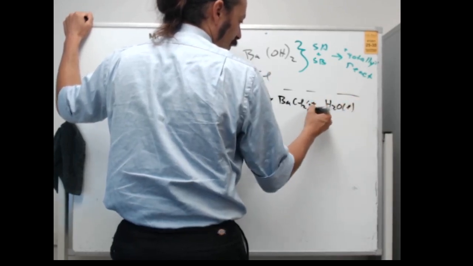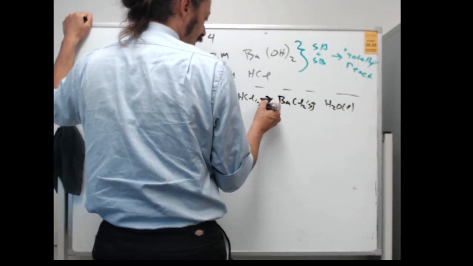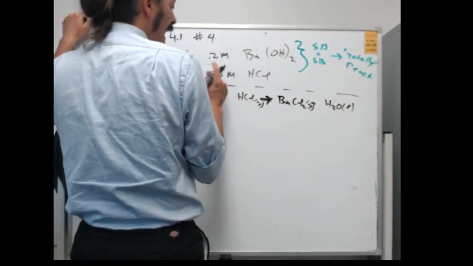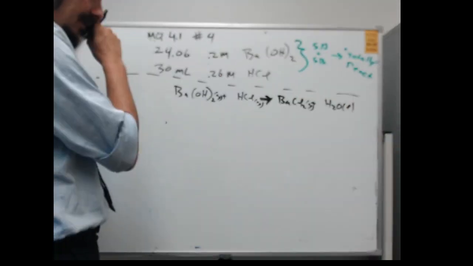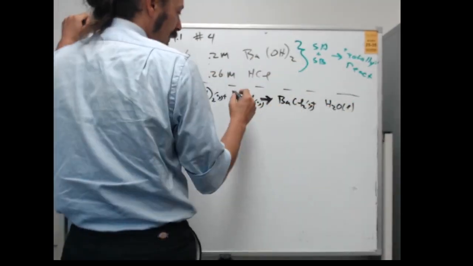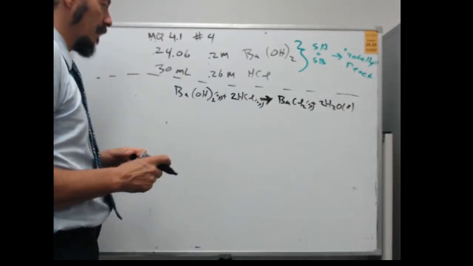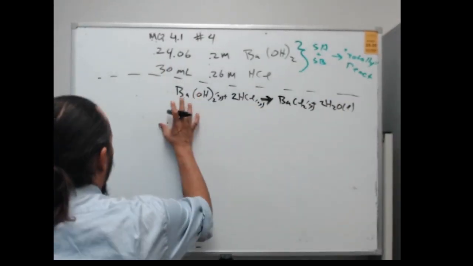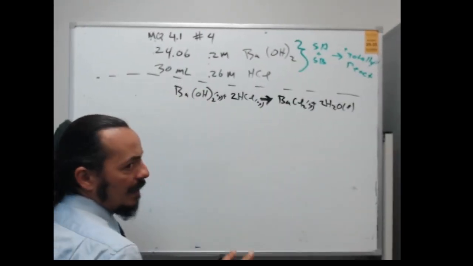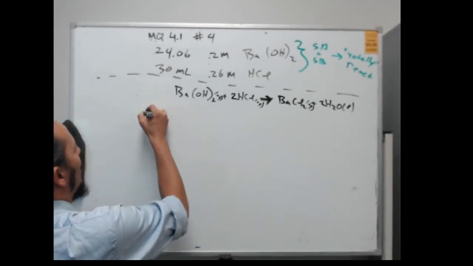Barium chloride is going to be aqueous. We're doing this with an aqueous solution, so the barium hydroxide is already aqueous. The balancing coefficients would be a 2 in front of the HCl, a 2 in front of the H2O. Then we go ahead and we can do this. I'm going to do this the long way first, and then we'll look at the table way that I like to do it.